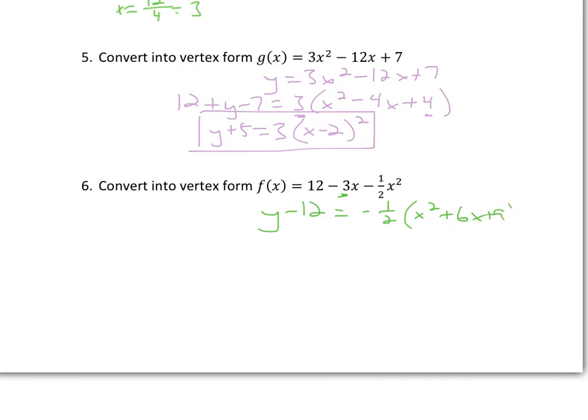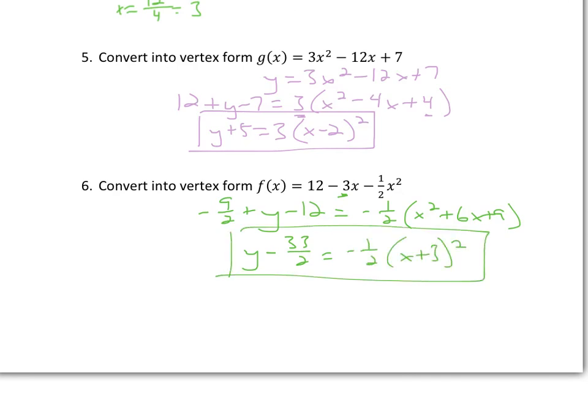Add 9 in here. But you're not actually adding 9, you're actually adding negative 9 over 2. Okay, combine these. We've got y minus 33 over 2 equals negative 1/2 times x plus 3 squared. And that's it.